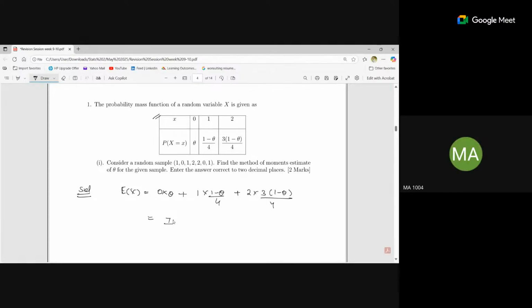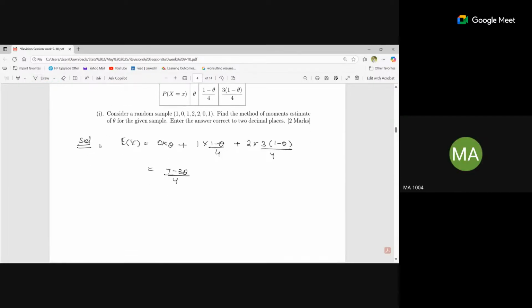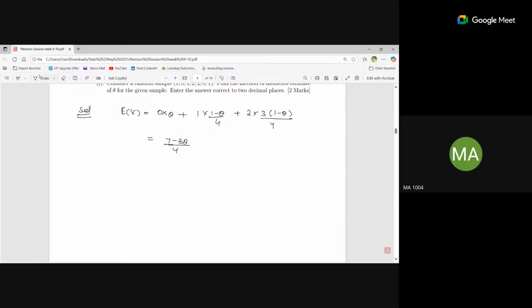7 minus 3 theta, 3 theta by 4. Okay, fine. So this expectation value is coming, this is the correct expectation for everyone? Yes or no? Yes, ma'am, correct. This is equal to 1. Okay, fine. Now this is the expected value.